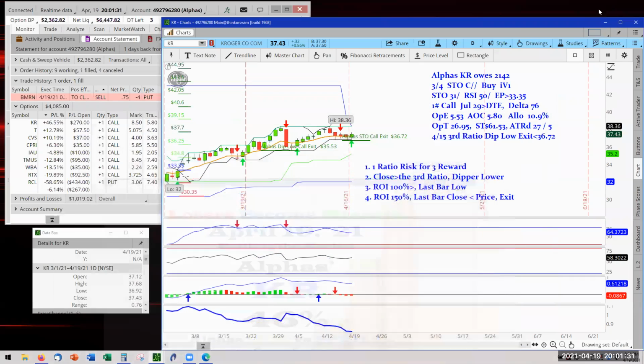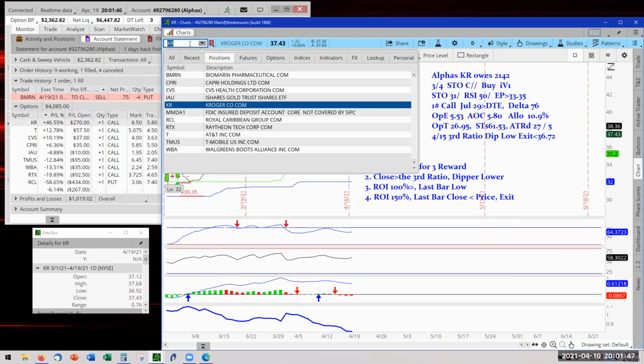KR, 46%. There's the chart, 46%. That's our new leader. We did get out last week on Friday, if you didn't catch that video, for 170% on Adobe. That was an interesting trade. Let me go to that chart. That info is still there.